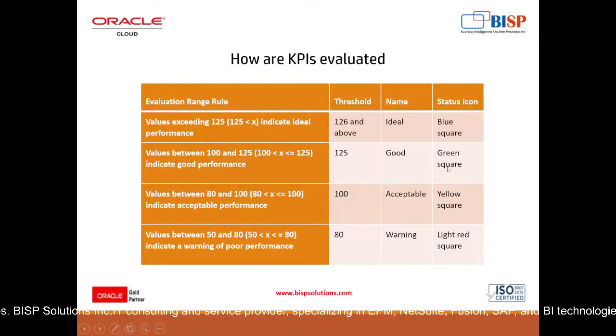it will be in a green square. And if values are between 80 and 100, it is acceptable and will be in yellow, kind of a warning. And if the range is between 50 and 80, it indicates a warning for poor performance, and it will be in a red square.